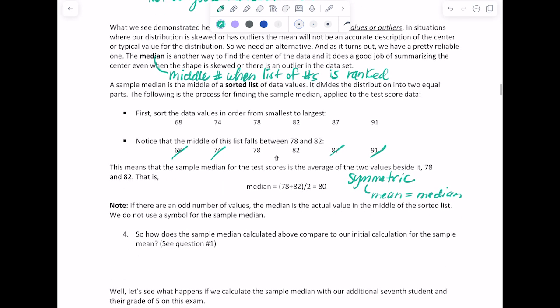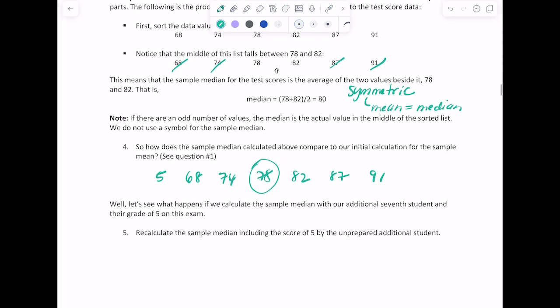If there's an odd number of values, like when I go and put that 7th person in there, the median is going to be the middle number still. So if I was to rank these, I would have 5, 68, 74, 78, 82, 87, and 91. Okay, what's the middle number now? 78. Okay, which is pretty close to 80. But it's a lot more accurate to use the median to describe the measure of center, because the median is not affected by extreme values. It doesn't care about the 5 or the 91.